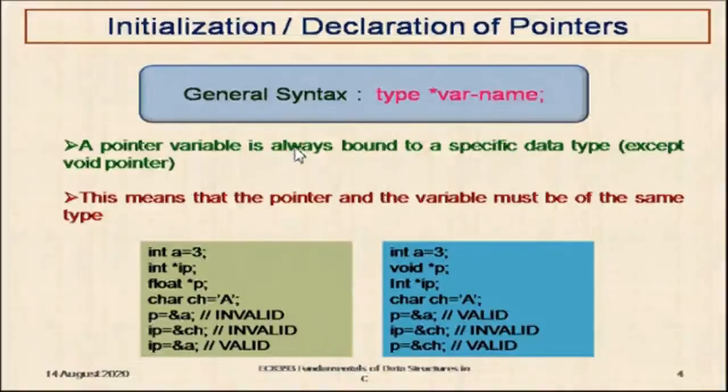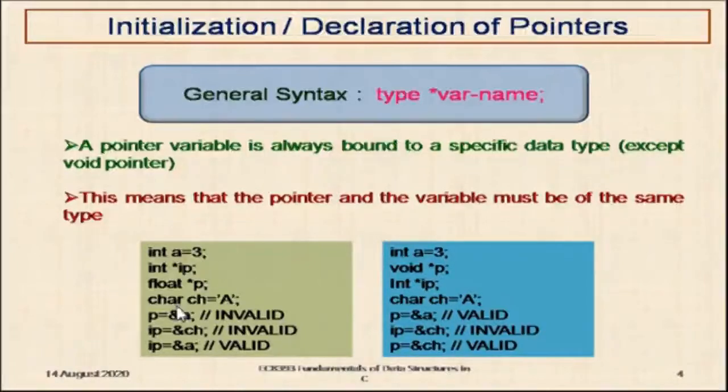The point I would like to insist upon here is that the pointer variable and the variable whose address is going to be stored in this pointer variable should be of the same type. This means that the pointer and the variable must be of the same type. What is the meaning? The pointer variable should be of the type of the variable whose address is going to be assigned to this pointer. You will understand better when you look at these examples.